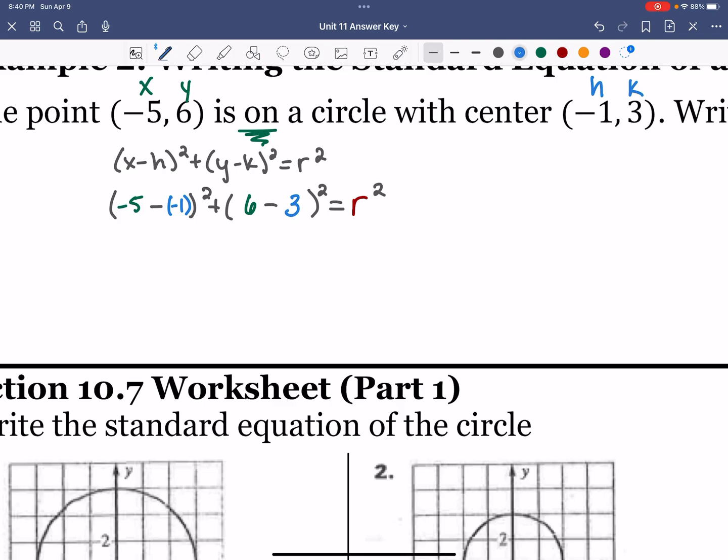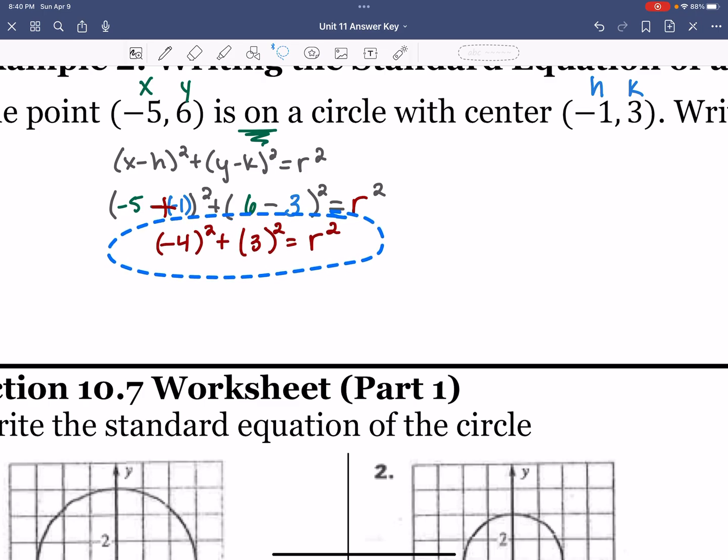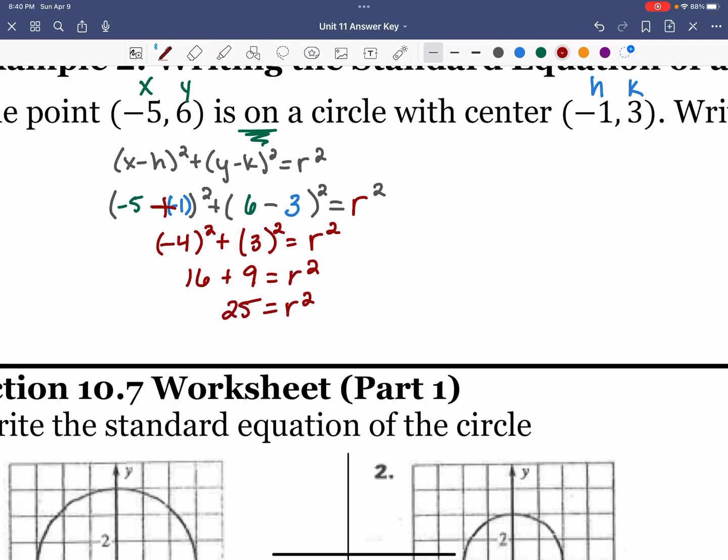So I'm going to have -5 plus 1, which gives me a -4, squared, plus 6 minus 3, which is 3, squared, equals r squared. This gives me 16 plus 9, which equals r squared. 25 is going to equal r squared, which gives me a total of 5 to equal r. And remember, the square root of 25 is going to be that positive and -5. However, since we are talking about the radius, which is a length, I cannot have a negative radius.